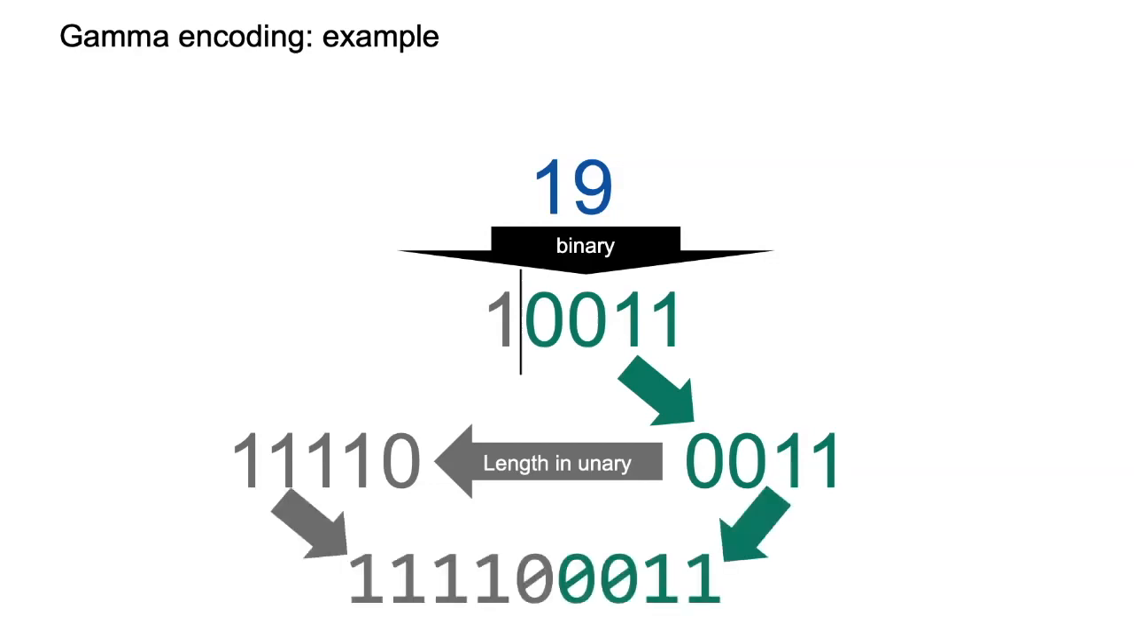And that's my gamma encoding. That's it. Why? It's very important to understand. Why are we using the unary encoding that is known to be inefficient? Because there's something exponential in it.